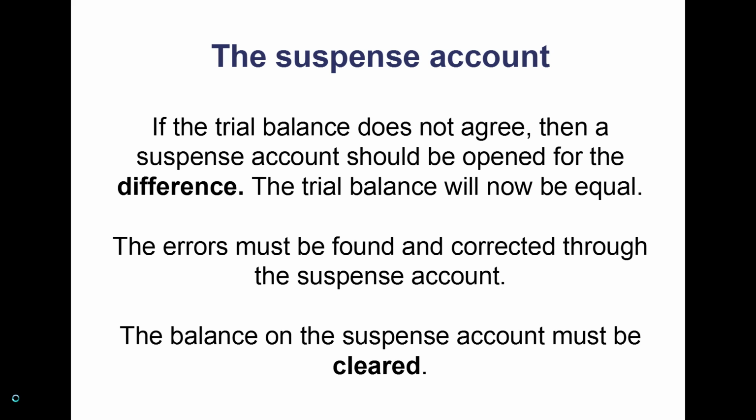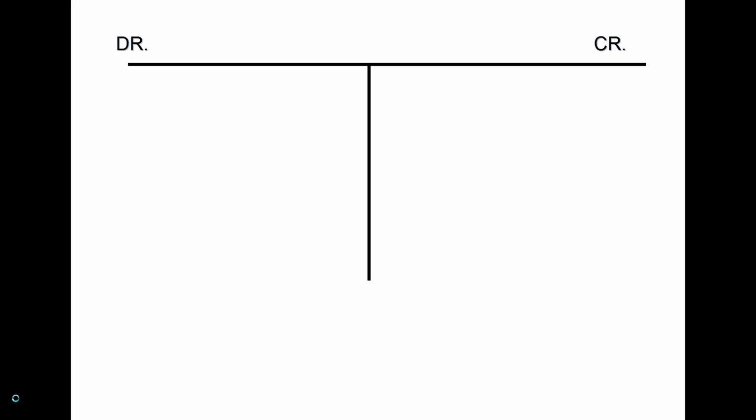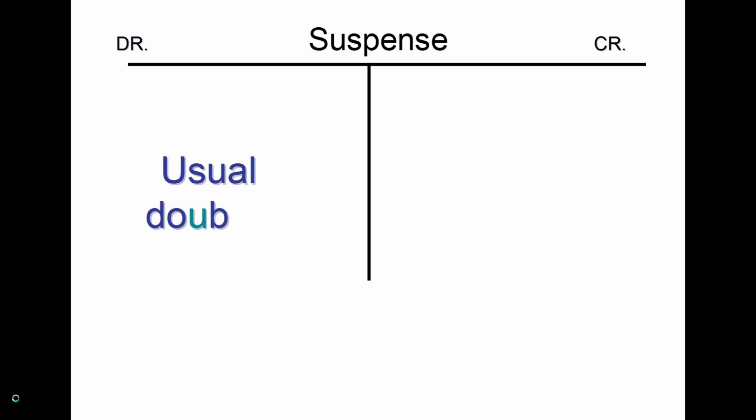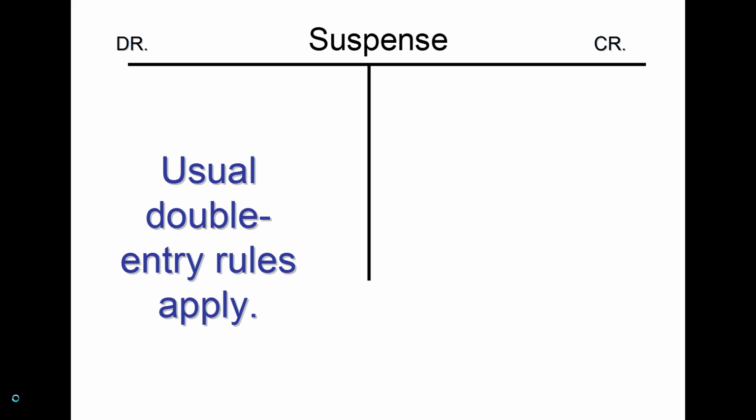Just a quick look at the ledger, just very basic. When we say a suspense account, we mean a ledger like this. Nothing to go in, just some tips. Nothing different about it. It still operates as a ledger, debit side, credit side. Usual double entry rules apply. So obviously a debit entry goes on the left side, a credit entry on the right side.